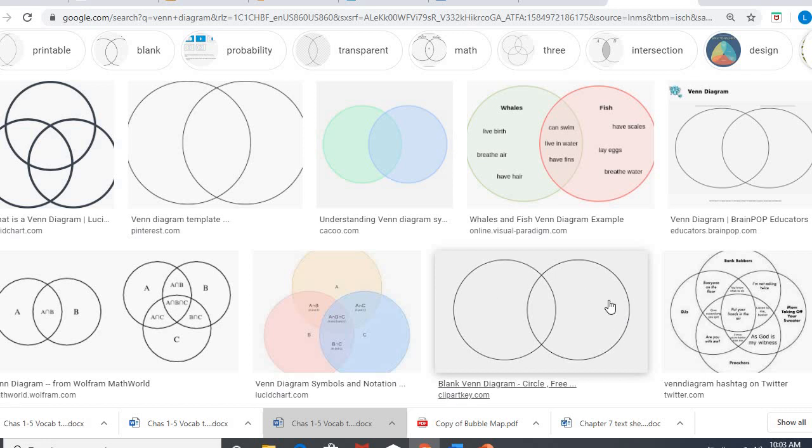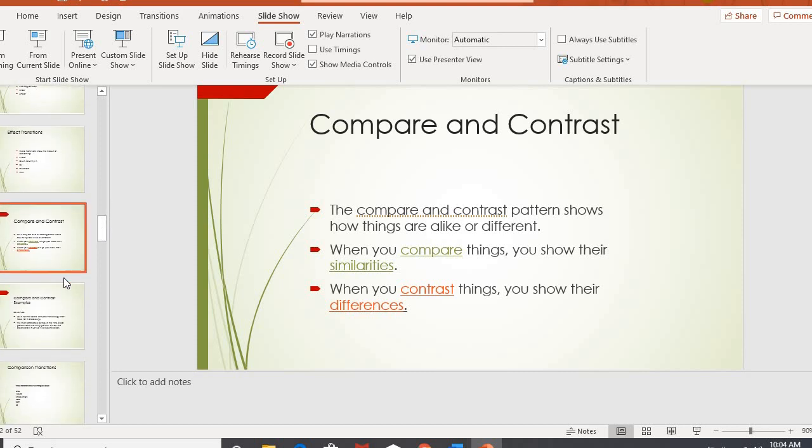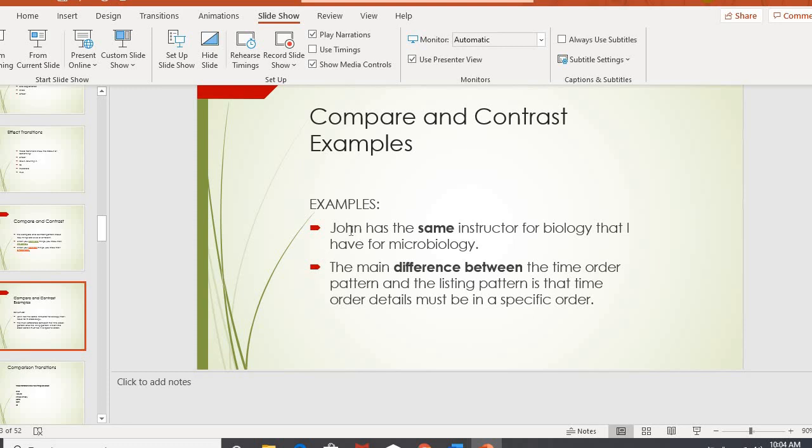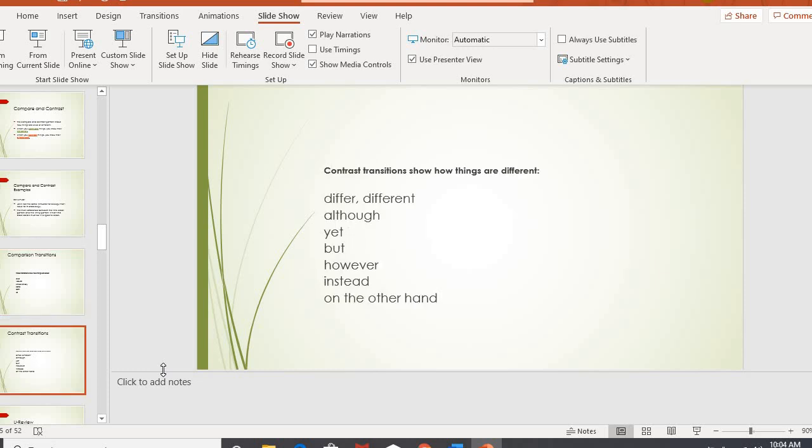Here's a really basic example where you have two concepts where you're showing how they're unique, and then where they overlap is how they have those similarities. So a Venn diagram is a great example of the compare and contrast concept, when you show how things are alike, how they're different, and maybe how they are both alike and different. So compare when maybe John has the same instructor, the main difference between, so that's a contrast. They're showing you again how things are alike or different. An author might use words like similar, the same, alike, both, to let you know that they're showing how things are alike. Or they might use words like however, on the other hand, yet, to show how things are different.